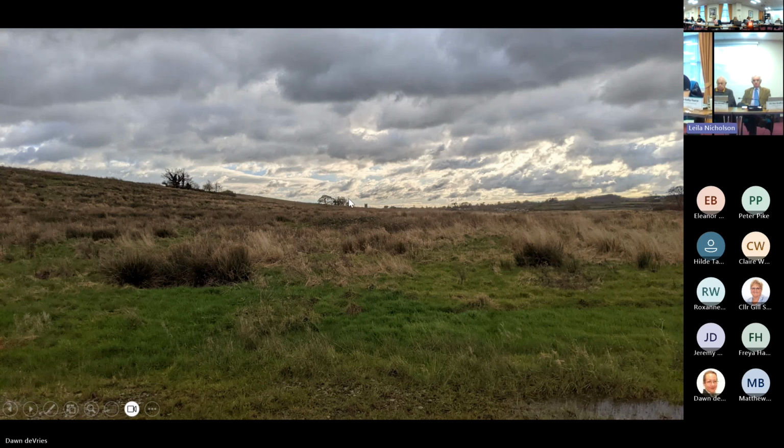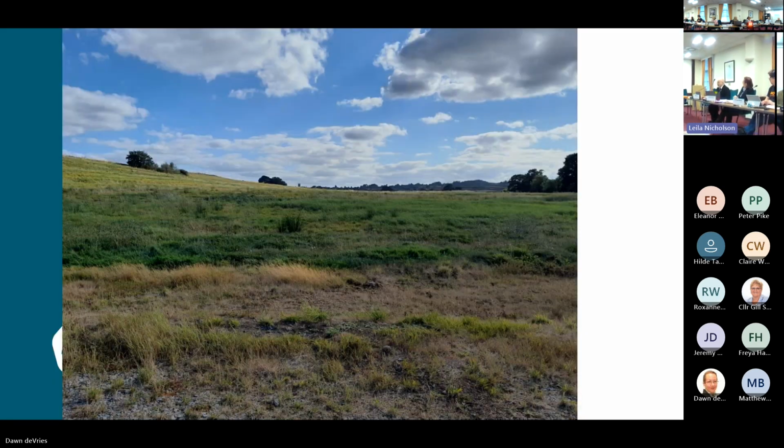So really, from these views, it's largely the book club site that is seen, and this site, the history site, would be in behind that. And then that's just a similar view, different time of year, just to show the trees in. So really, the view of this would be from the Pemberton side at some distance, with the book club site in the background.